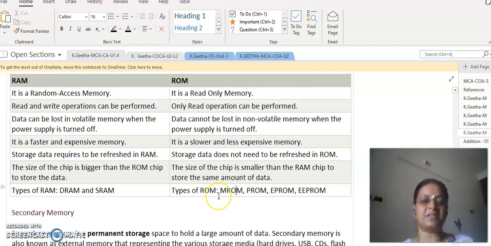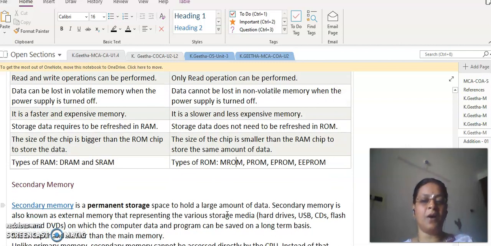So this completes the discussion of read-only memory. Now we will move the discussion on to secondary memory, also called auxiliary memory.